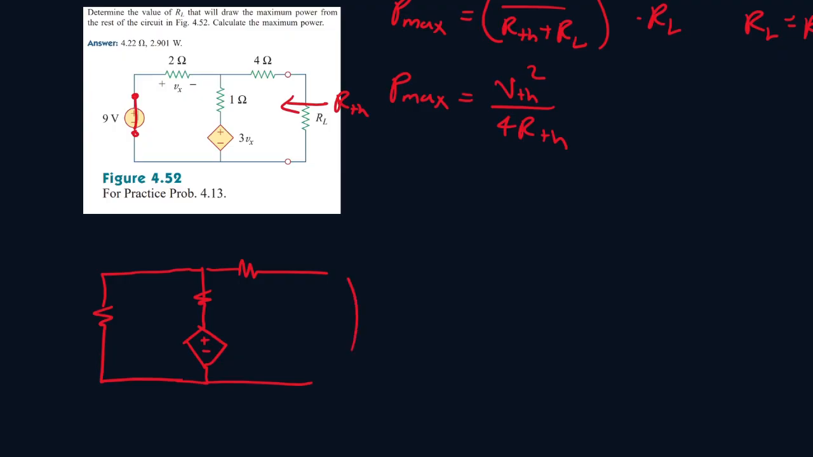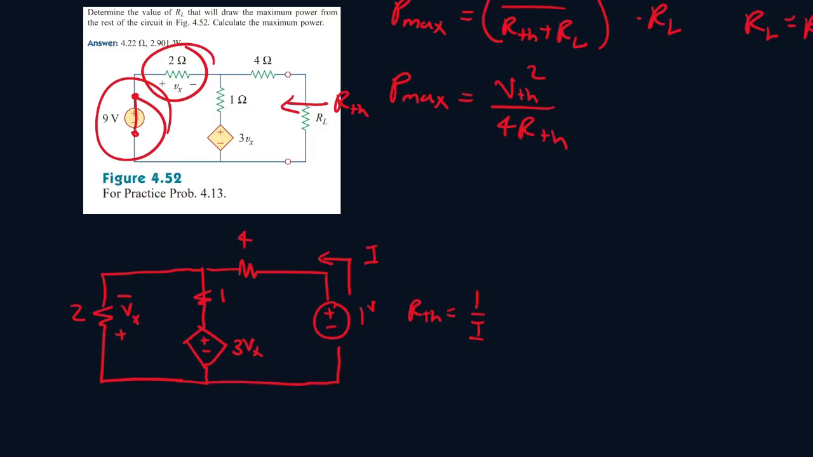And then for this region, we'll put a test source. Let's call it 1 volt. That means RTH will be 1 over the current I passing through it. Okay? This is 4 ohms here, this is 1 ohm here, this is 3Vx, and this is 2 ohms here. And then plus at the bottom Vx, and then minus on the top. Okay, I just pretty much moved this over here. You can do that.